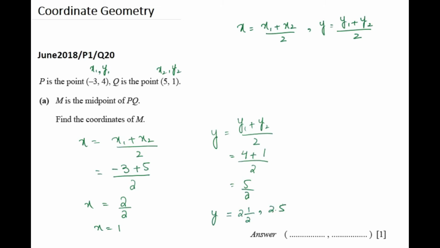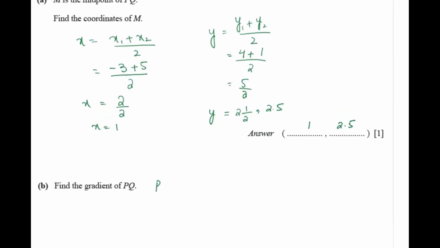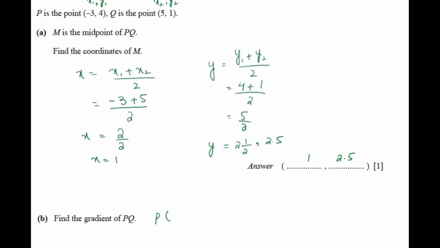Okay, so we have got the midpoint: it's 1 and 2.5, or you can write 2 whole 1 upon 2. Now let's move to the next part of this question. Find the gradient of PQ. First we will write the coordinates of P, which is -3, 4, and the coordinates of Q, which is 5, 1. Again we will consider these as x1, y1 and x2, y2.